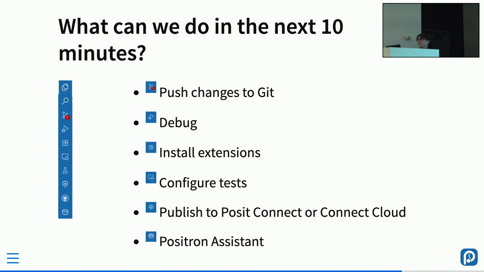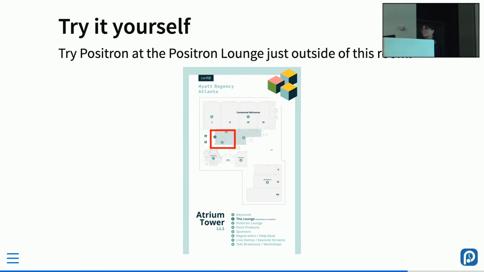And finally, Positron Assistant. If you were here yesterday, Ryan Johnson gave a talk on Positron Assistant and Databot. With just that, you could definitely spend at least 10 minutes working with Positron Assistant to view your code, learn about your code, explore your code, and things like that. There's so much that you can do, and that's just talking about this one activity bar, not the whole interface of Positron. It's really quite impressive.